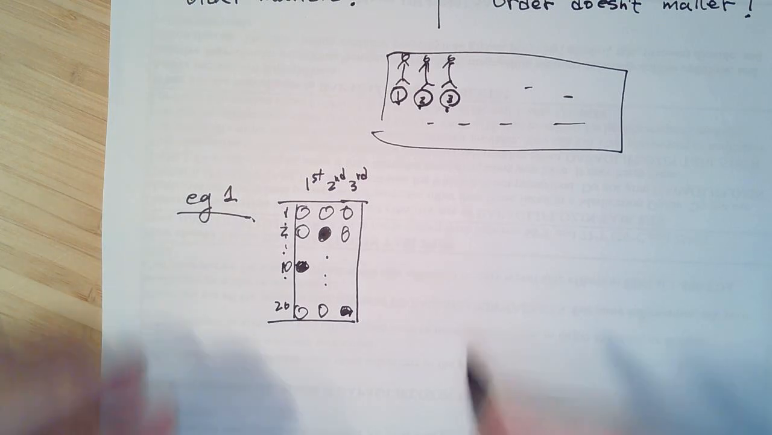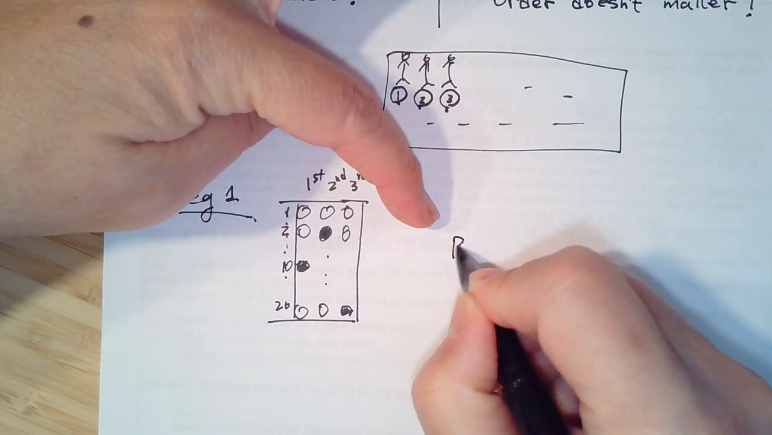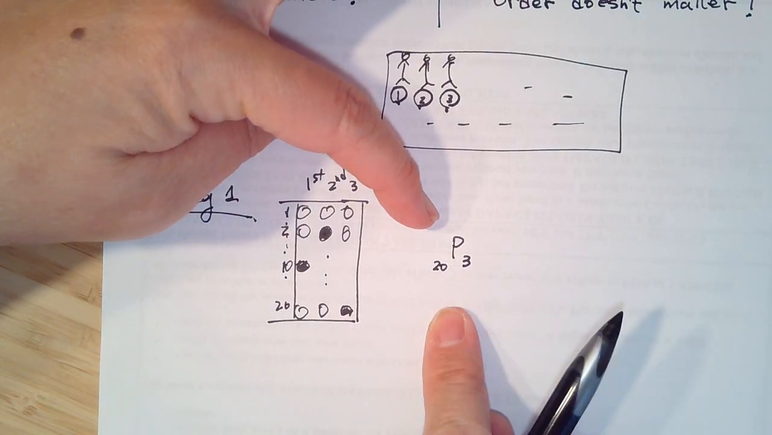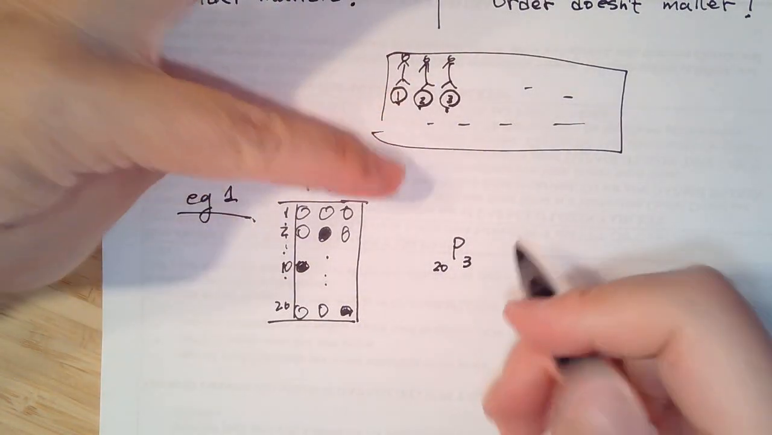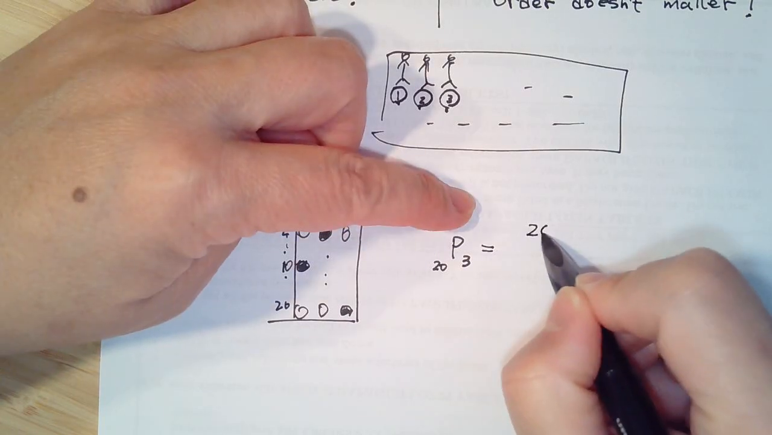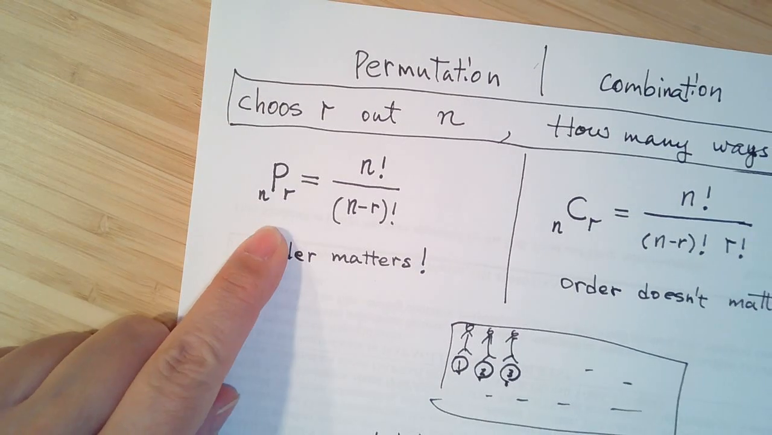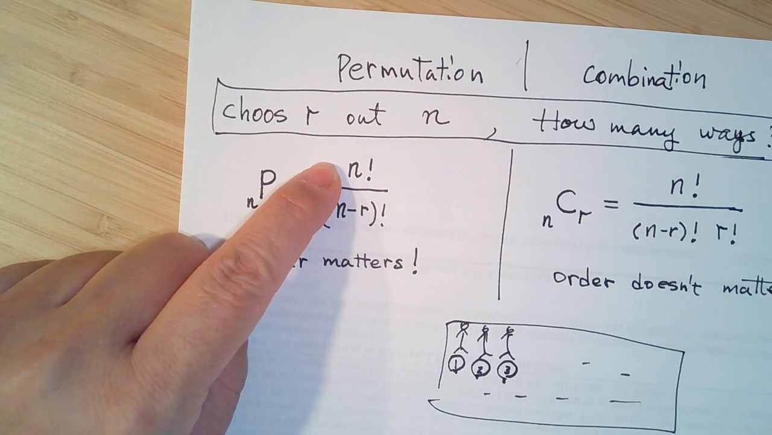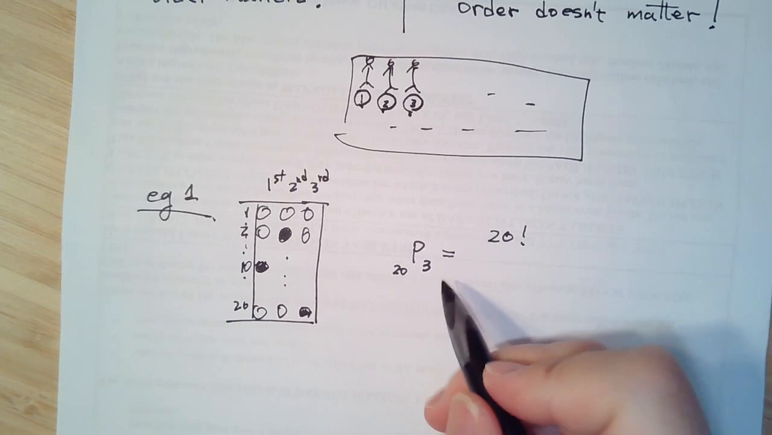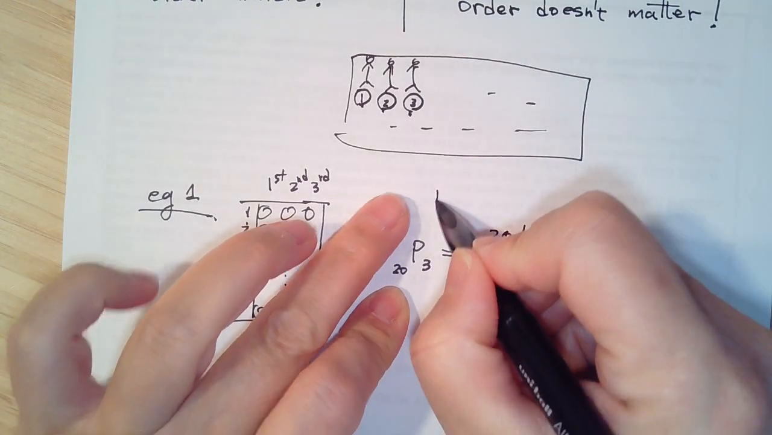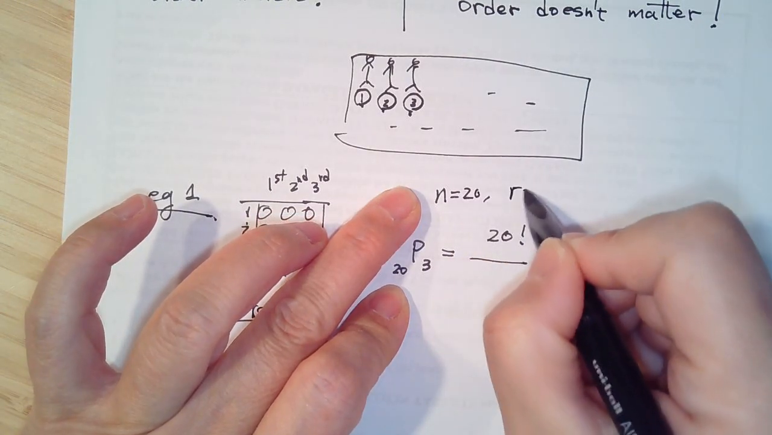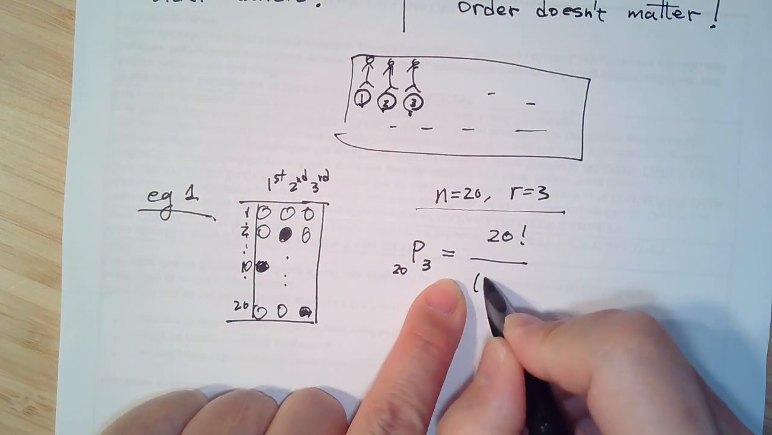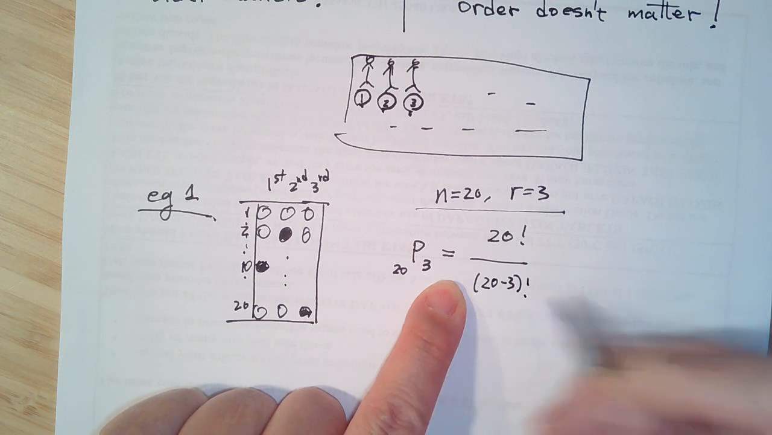So we're going to use the P, choose 3 out of 20, because order matters. When order matters, we use permutation. So the formula, the permutation choose r from n, when order matters, is n factorial over n minus r factorial. So n in this case is 20, and r is 3. If you can't remember that, you can just write it down. And then here will be 20 minus 3 factorial.